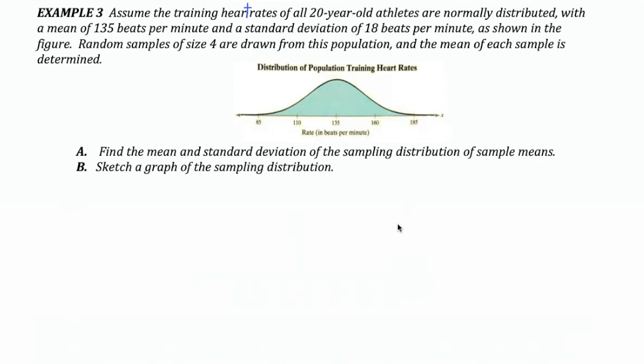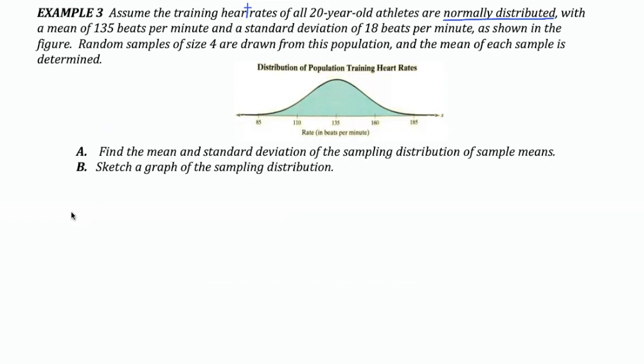Okay, again, having to list all the samples of size 4 could take quite a while in calculating all of their means. So what we hope is that we can apply the central limit theorem. Now, in this case, our sample size is 4, and 4 is well below 30. So the first condition of the central limit theorem doesn't apply. However, notice that it says we are to assume that the heart rates of all of the 20-year-old athletes are normally distributed. Since our data comes from a population that is normally distributed, the central limit theorem does apply here as well.